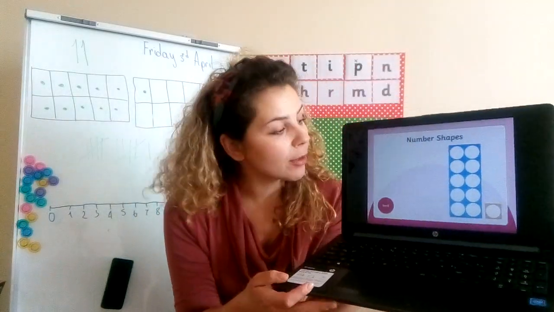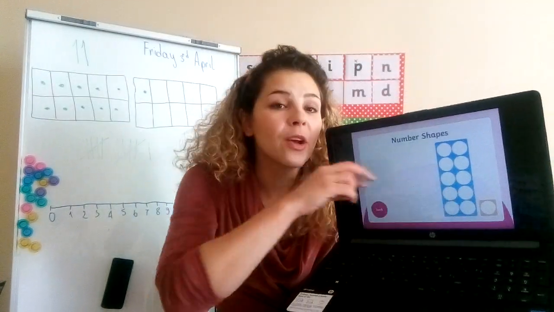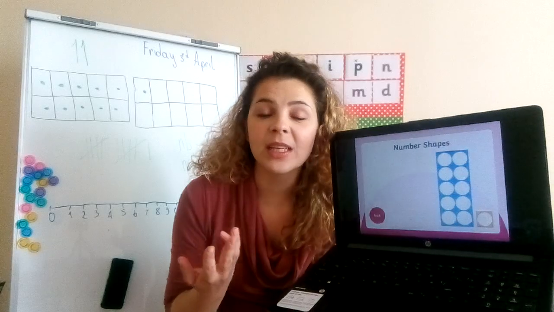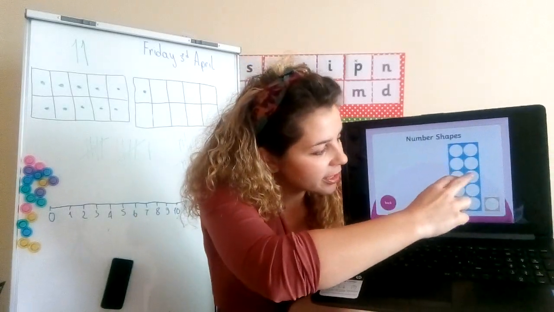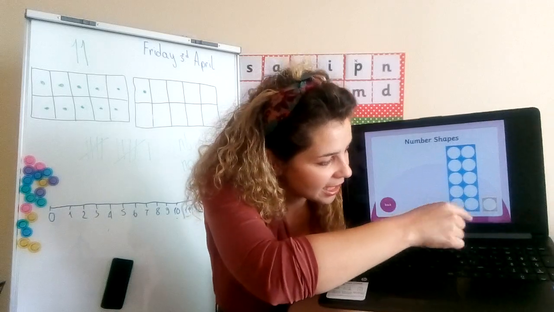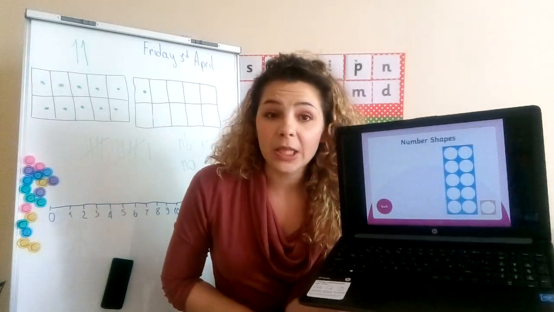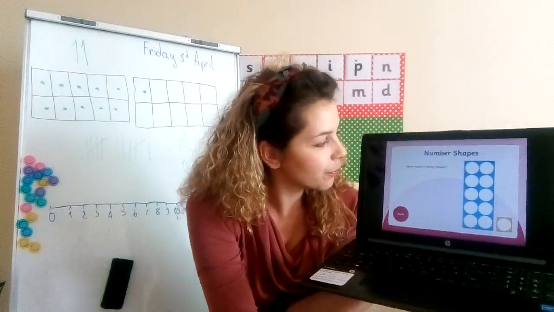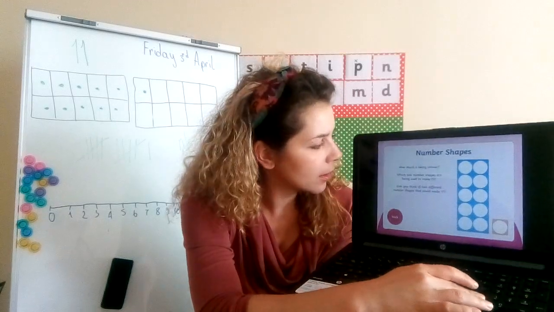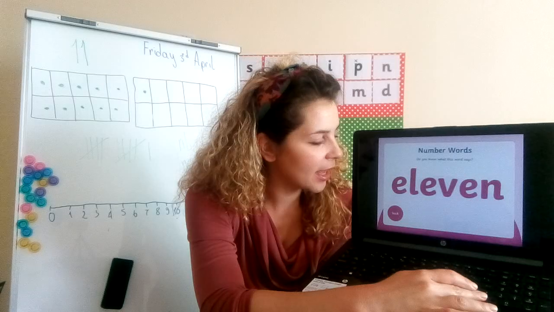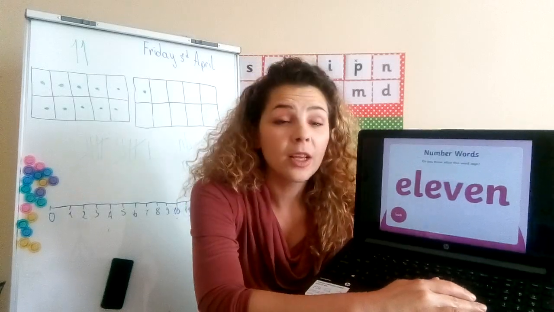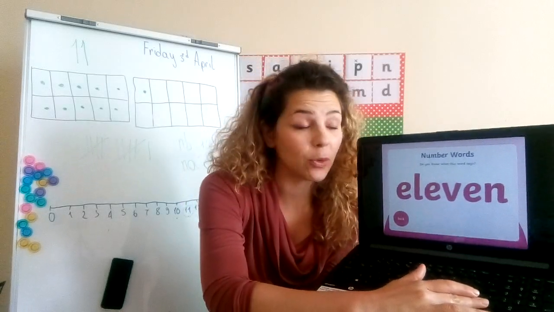So number shapes, we haven't really used this much in our class, but this one big represents number 10. It's in a way similar to a 10 frame, because let's count. 2, 4, 6, 8, 10. We have 10 here and 1 more. 10 plus 1 equals 11. Now, this is how we write it. E, l, e, v, e, n. So it's a tricky word. It doesn't sound like what it looks like.